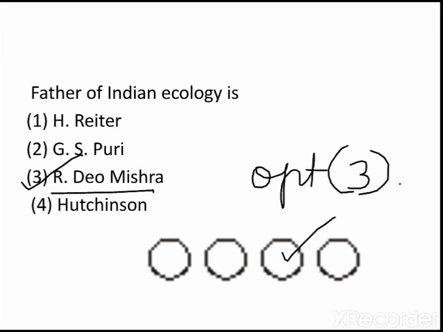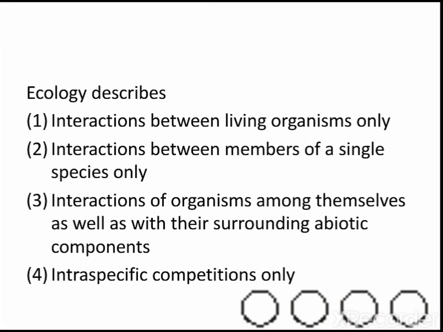Let us move on to the second question. Ecology describes. Option number 1, interaction between living organisms only. Option 2, interaction between members of a single species only. Option 3, interactions of organisms among themselves as well as their surrounding abiotic components. And option number 4, intra-specific competitions only. So if you could recall the basic definition of ecology, you can answer this question.